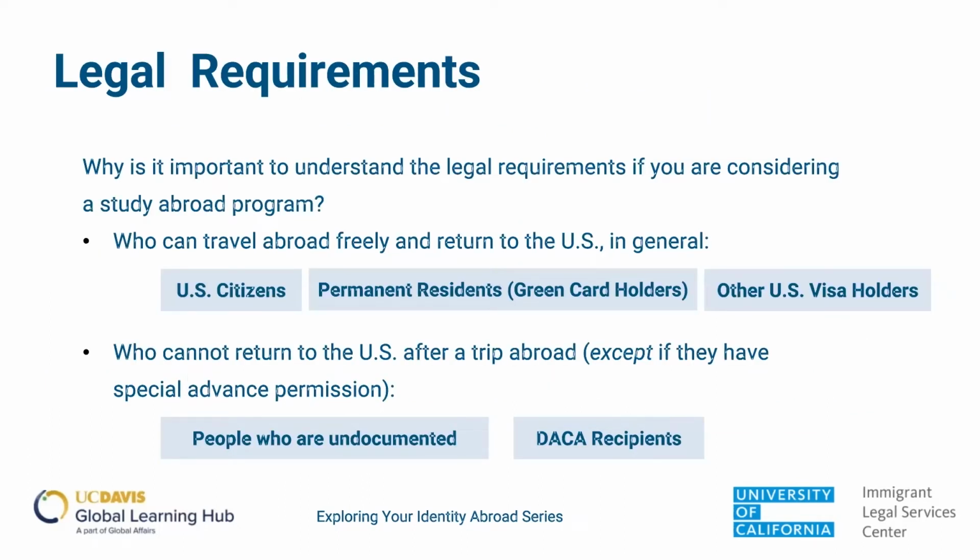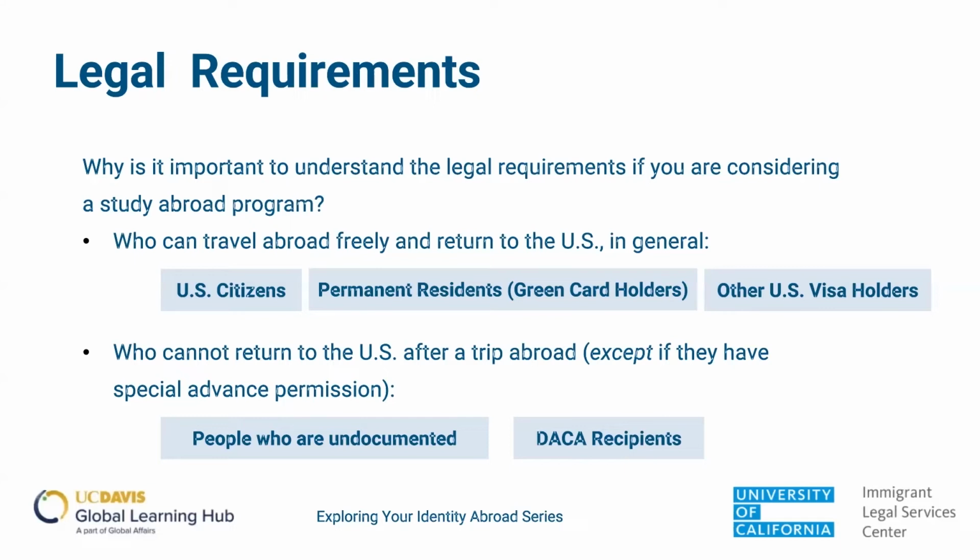Now, the reason why it's important to understand and meet the legal requirements is because your immigration status affects whether you would be able to travel abroad or not. There are some immigration statuses or visa categories that allow a student to travel abroad and return freely in general. For example, US citizens or green card holders or some students who have some other visa types are able to travel abroad and return to the US.